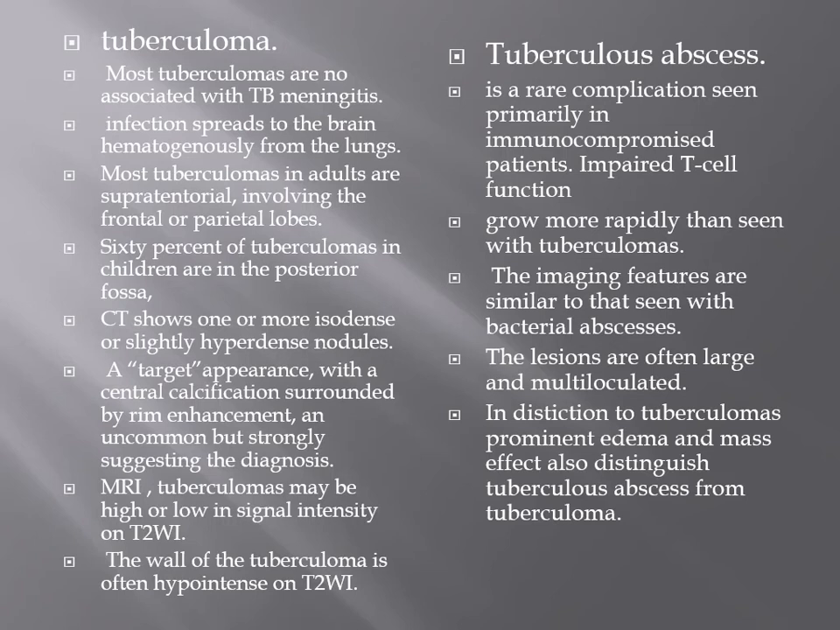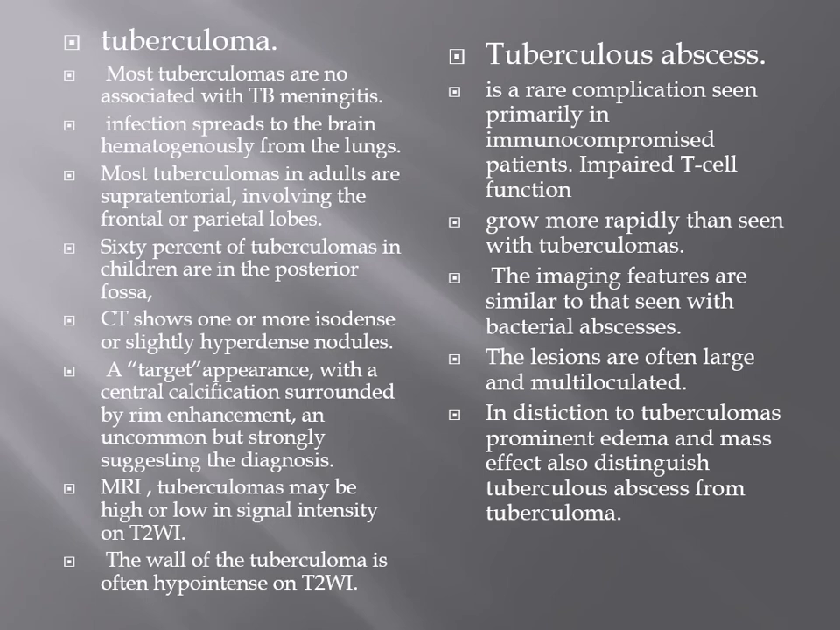On MRI, tuberculoma may be high or low in signal intensity on T2. The wall of tuberculoma is often hypointense on T1 weighted and T2. Tuberculous abscess is a rare complication, seen primarily in immunocompromised patients with impaired T cell function.